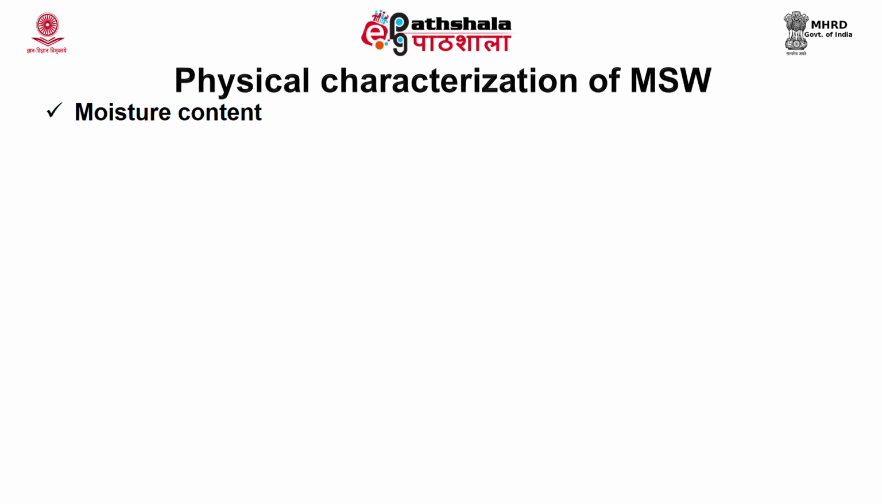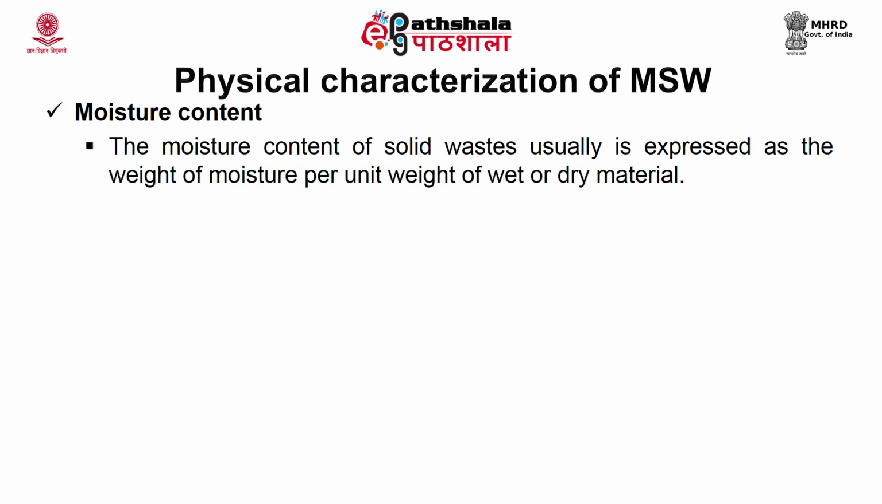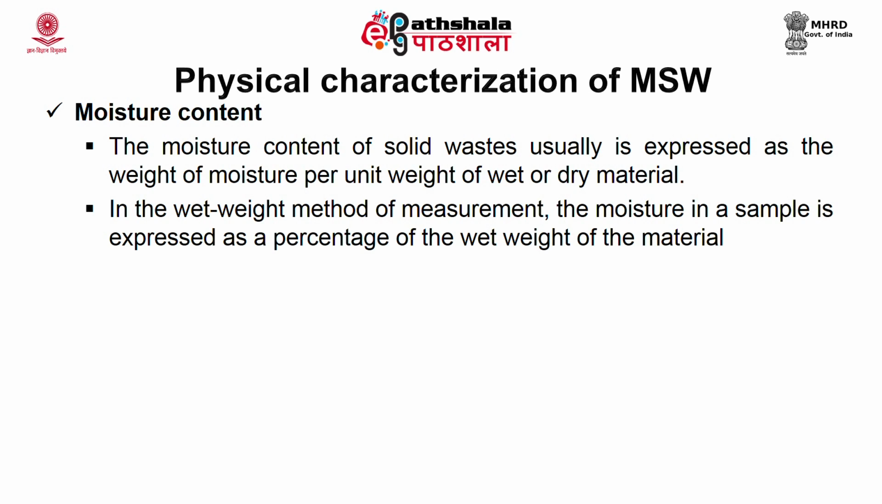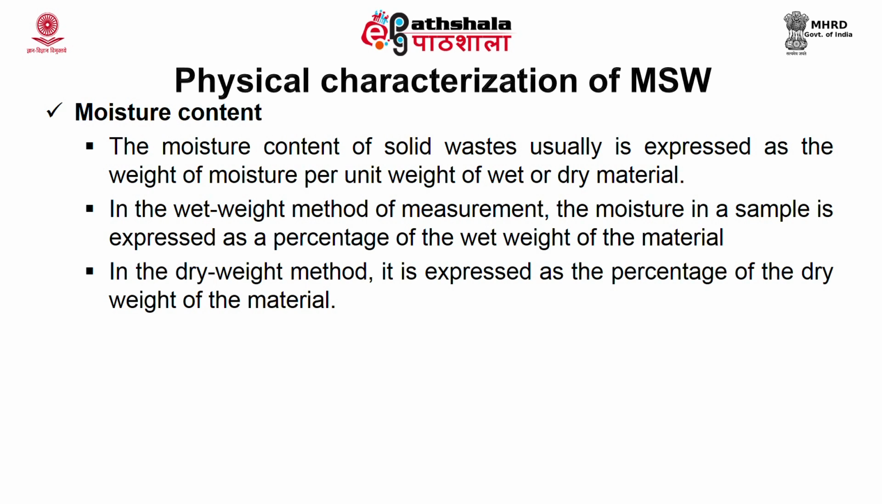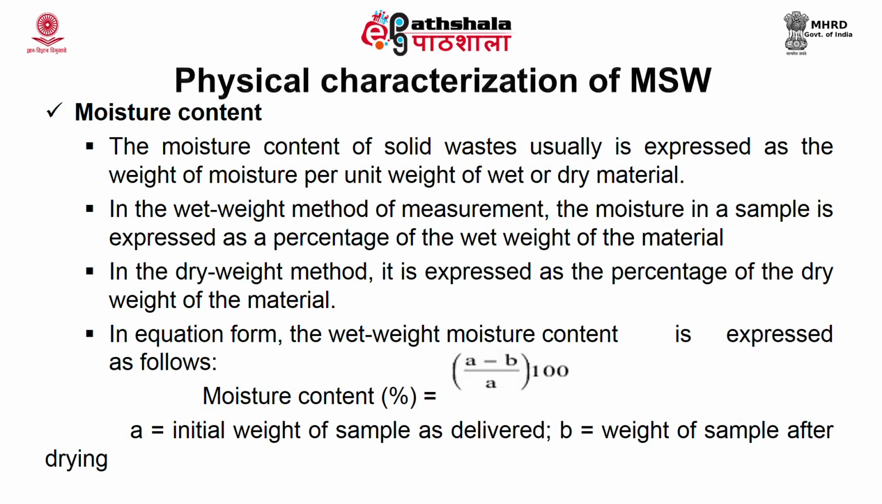To begin with, moisture content. Moisture content of solid waste is generally expressed in terms of weight of moisture per unit weight of wet or dry material. In the wet weight method, the moisture in a waste is expressed as a percentage of the wet weight of the material. In the dry method, it is expressed as a percentage of the dry weight of the material. If you substitute the values, the moisture percentage can be obtained from the formula provided here. Moisture content in percentage is given by (A minus B) by A into 100, where A is the initial weight of the sample and B is the weight of the sample after drying the waste in an oven.